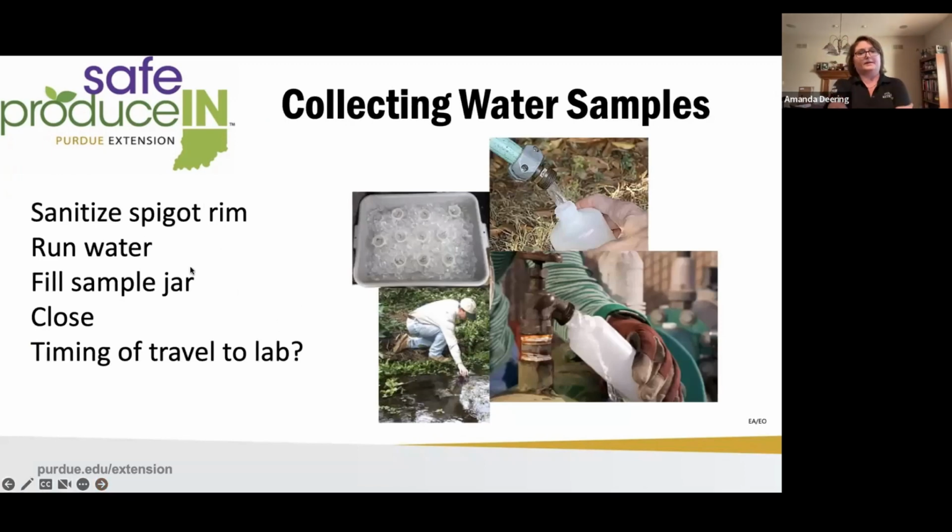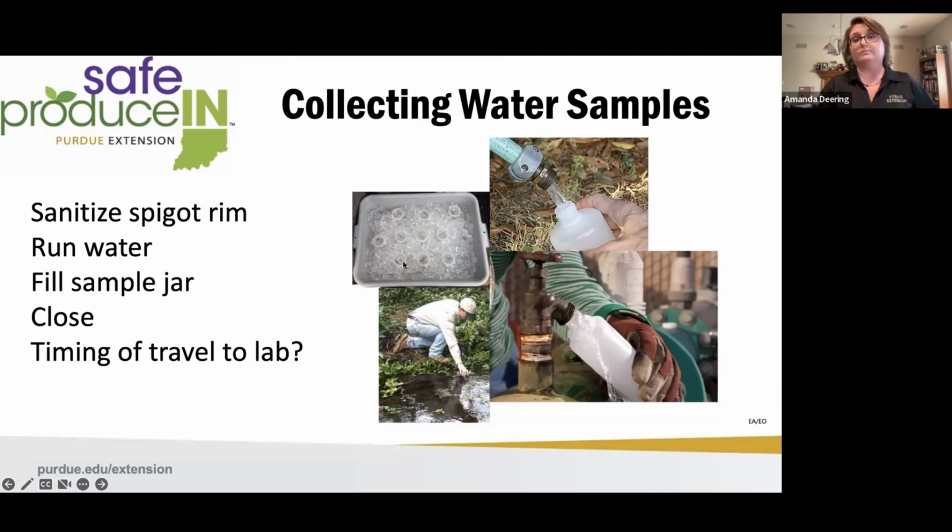Yep, so this is exactly collecting the water sample. You sanitize that spigot rim, whether it's from a hose or wherever you're contacting that main water source. You can take a little bit of bleach and wipe that rim off. We can also use a lighter and heat it up, right? That'll kill anything that's there. You want to run the water for at least a couple minutes. This is what I'm talking about, sanitizing this, like on this hose, letting that water run a couple minutes, filling up that sample jar, and closing it.